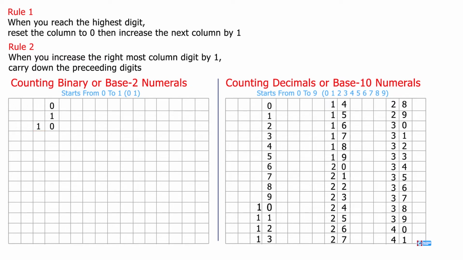Now, we can proceed to rule number 2. This column can now be increased to 1. And as this is increased to 1, rule number 2 applies, so we carry down what is in this column. Again, we have reached the highest digit in both columns, so we have to reset both columns to 0. Then, we increase the preceding column to 1. As we continue, we can increase this by 1. Once we do that, rule 2 applies, so we carry down these two columns.